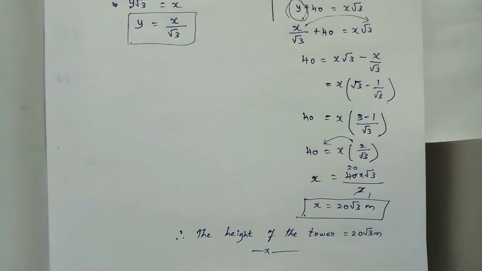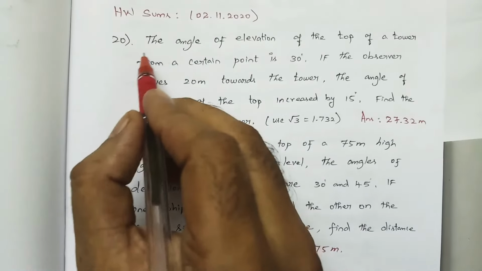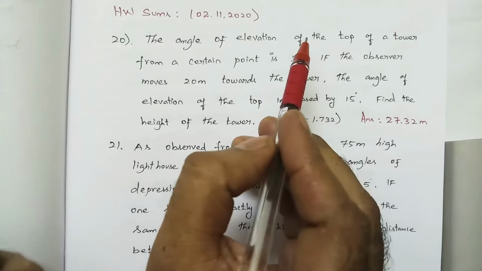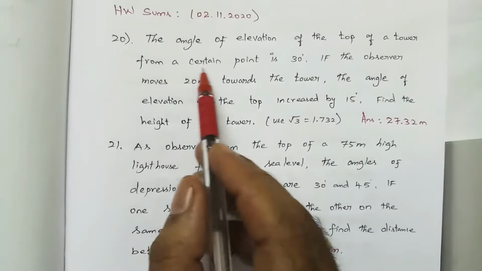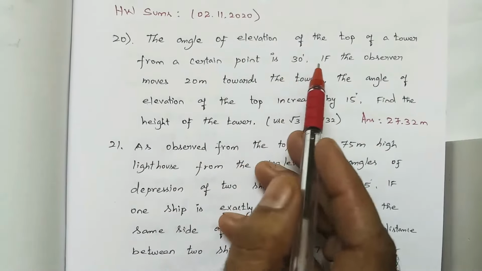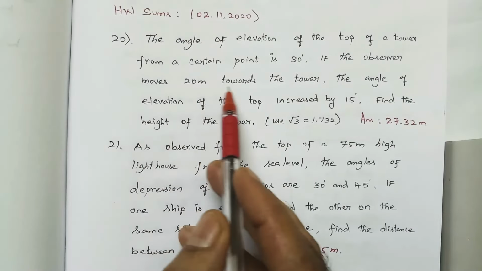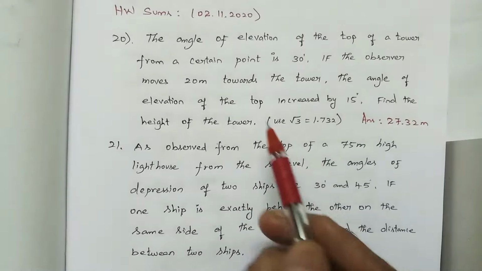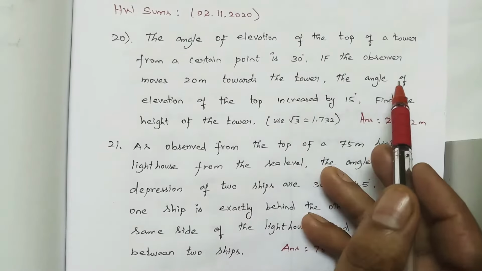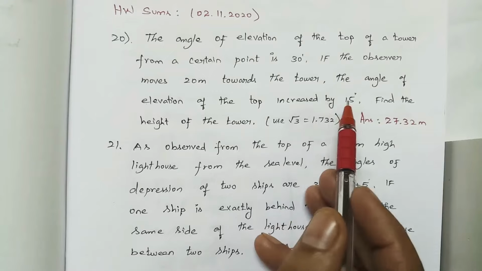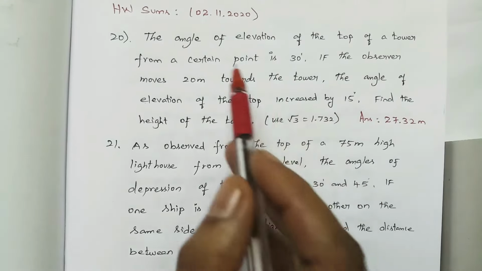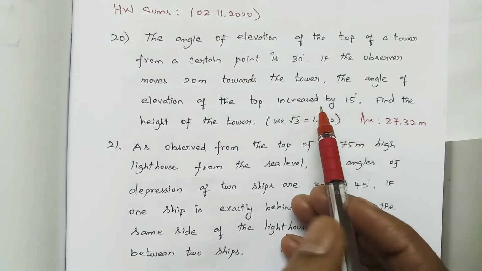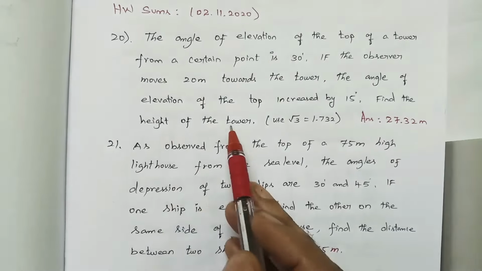Note down your homework sums. Sum number 20. The angle of elevation of the top of a tower from a certain point is 30 degree. If the observer moves 20 meter towards the tower, closer to the vertical line, the angle of elevation of the top increases by 15 degree. Already the angle is 30 degree. When it increases by 15 degree, the new angle is 45 degree. Find the height of the tower.